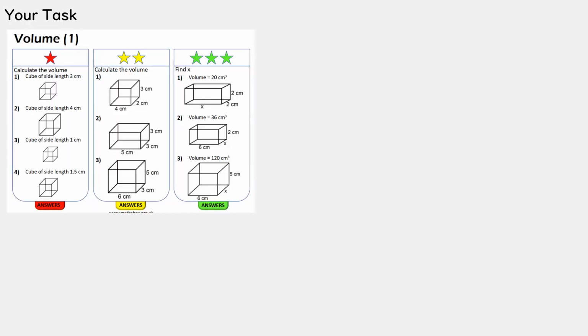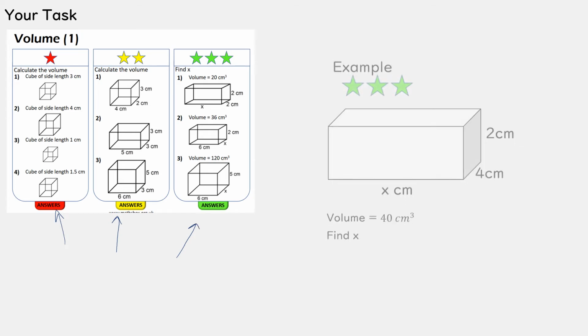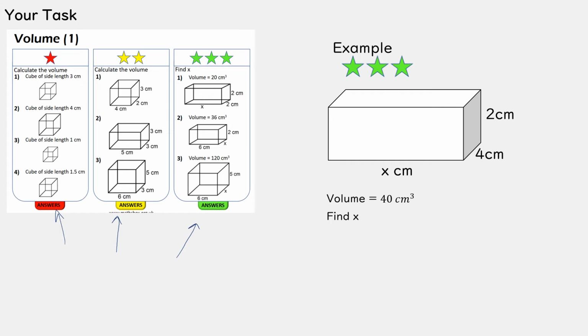On the next slide, you're going to have a few questions like this. So choose how confident you are. You're going to find the volume of each of the shapes. So this is your bronze questions, the red ones, silver questions, yellow ones, and gold for green. If you do go for the gold questions, I've just got a little example one here to help you out.